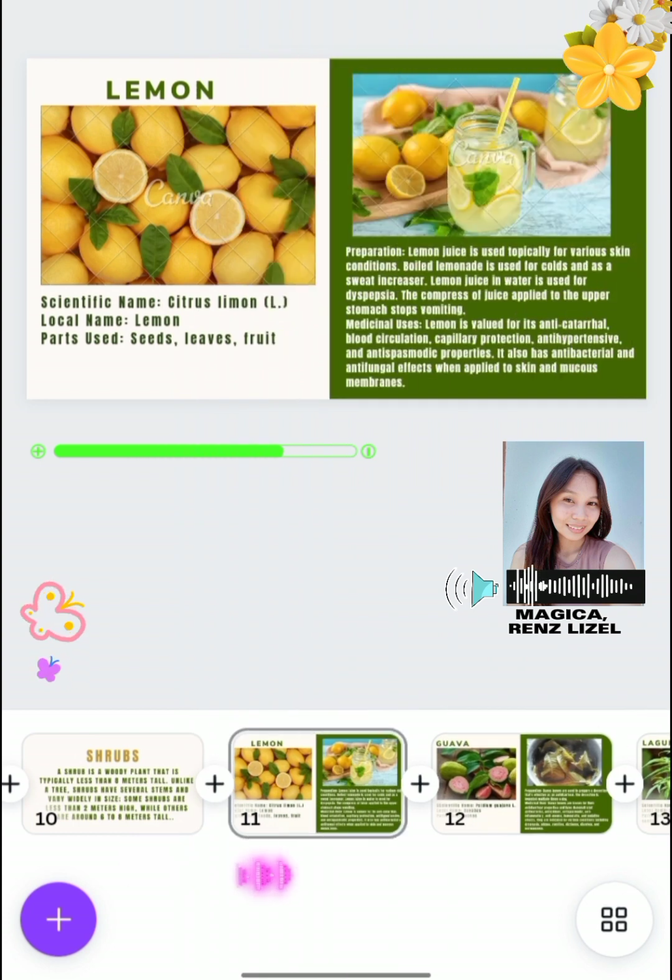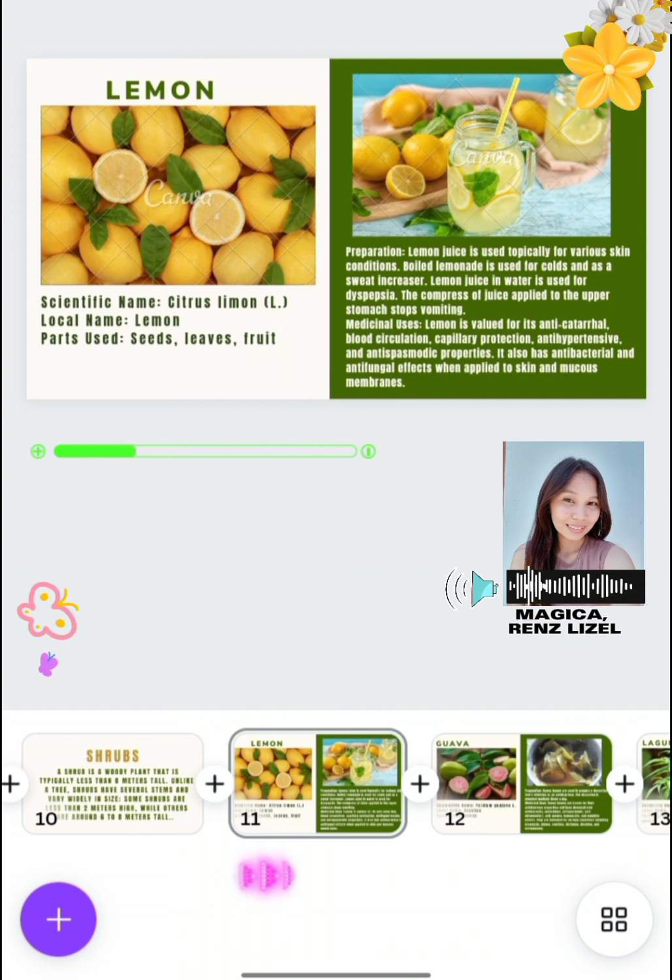One example of shrubs is lemon. Its scientific name is Citrus limon. The parts used for its preparation are seeds, leaves, and fruits. For its preparation, the lemon juice is used typically for various skin conditions. The boiled lemonade is used for colds and as a sweat increaser. Lemon juice in water is used for dyspepsia. A compress of juice applied to the upper stomach stops vomiting.